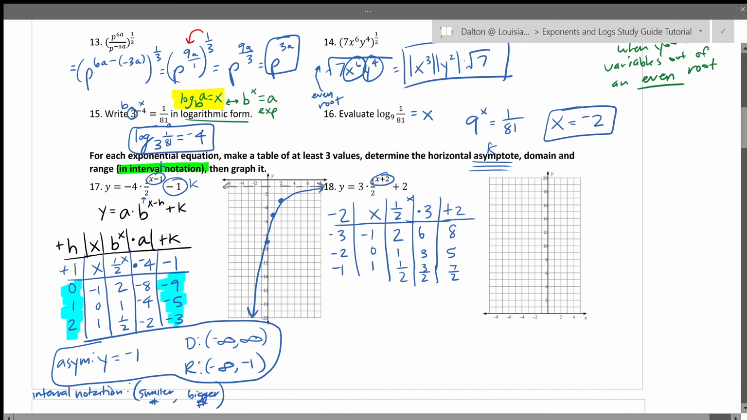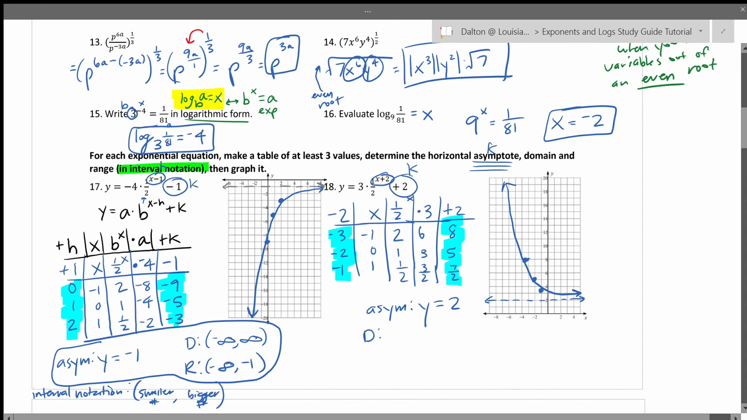Again, the outermost columns is where we're going to get our coordinate points. -3, 8, -2, 5, and -1, 3.5. The horizontal asymptote will be the equation y equals k, which is 2, so the horizontal asymptote will be at 2. And then we can go ahead and connect our coordinates.